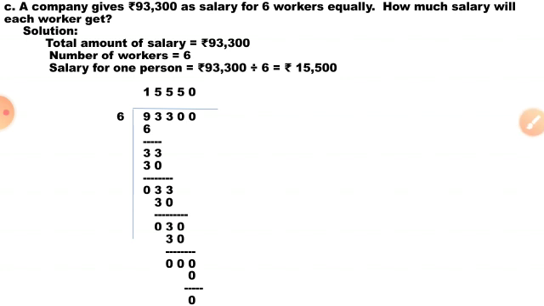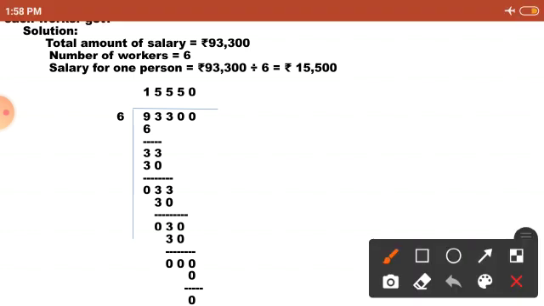Let's move to the next sum. A company gives rupees 93,300 as salary for 6 workers equally. How much salary will each worker get? Let's write the solution for this. Total amount of salary equals rupees 93,300. Number of workers equals 6, and salary for each person, right? Because they are asking about what each worker gets. So it denotes division operation. So let's divide this number.